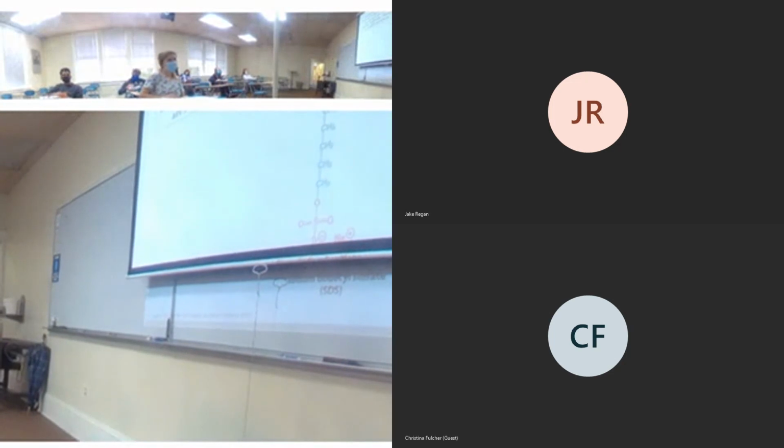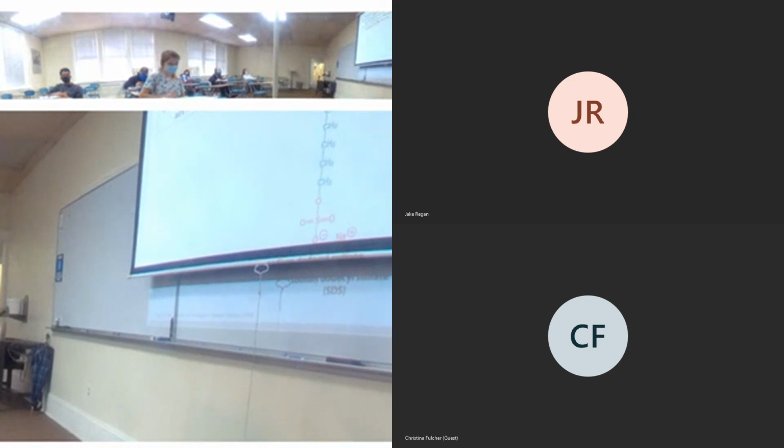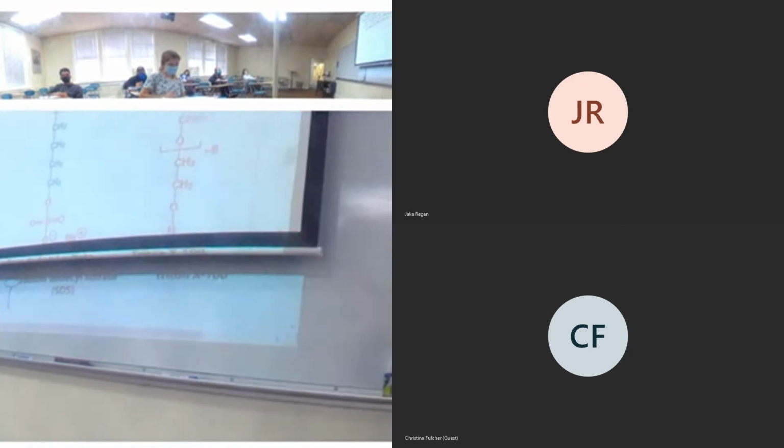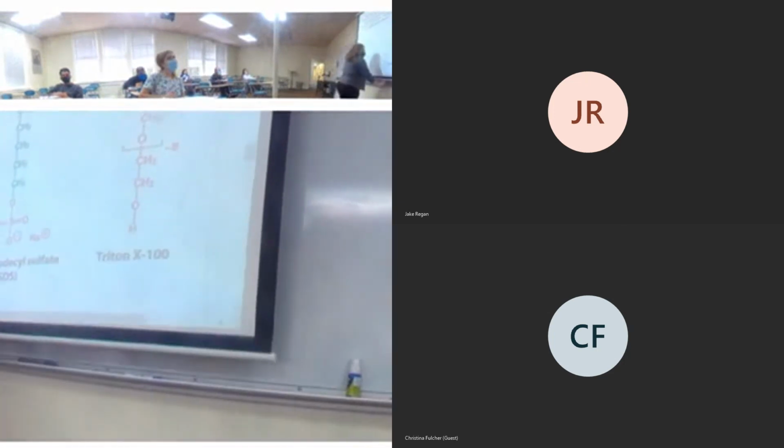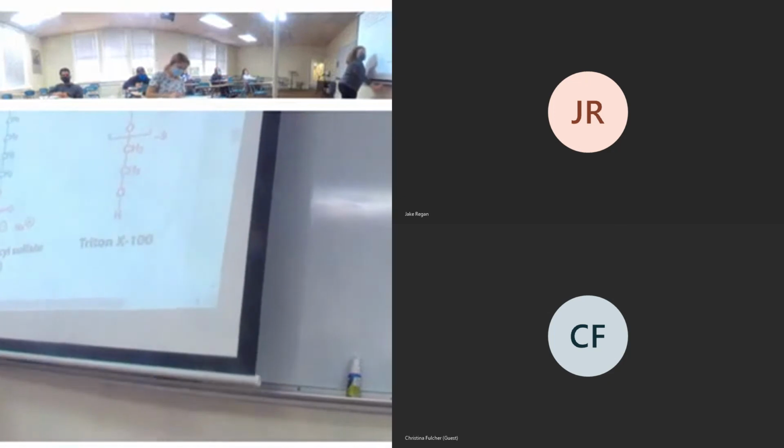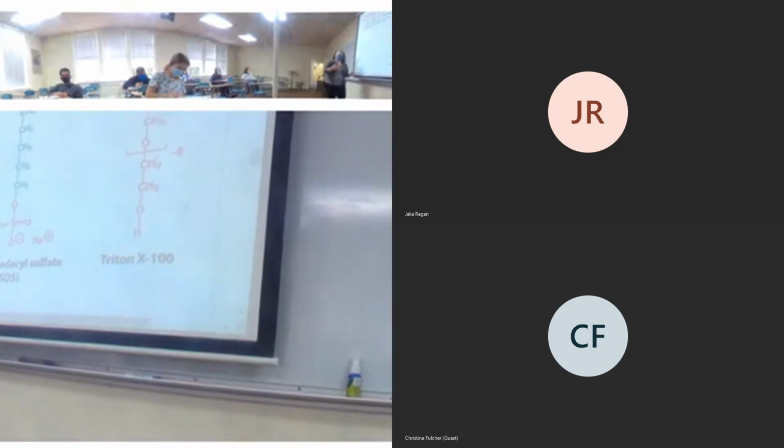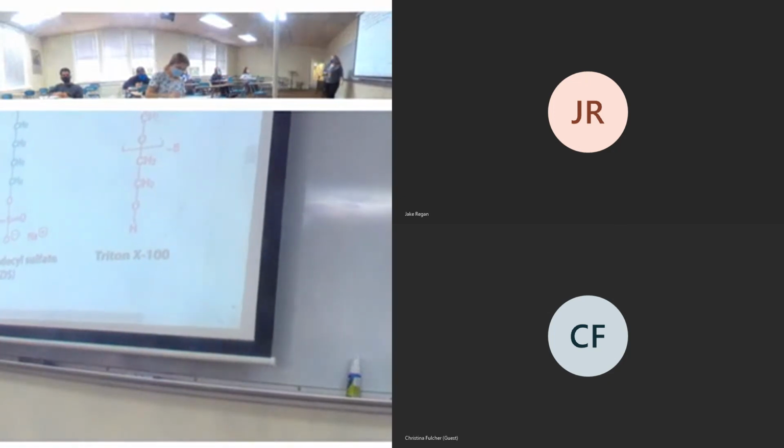Okay. So if you want to study membrane proteins, it's a pain, because they're so wedged in the membrane. If you want to study them on their own, you have to get them out of the membrane on their own, and we're actually doing this today in lab.